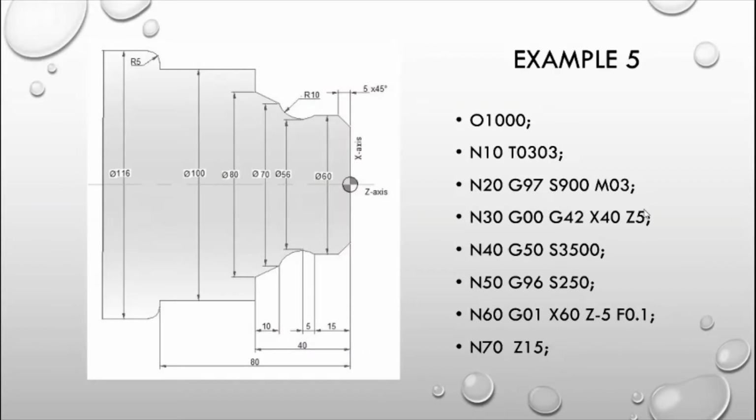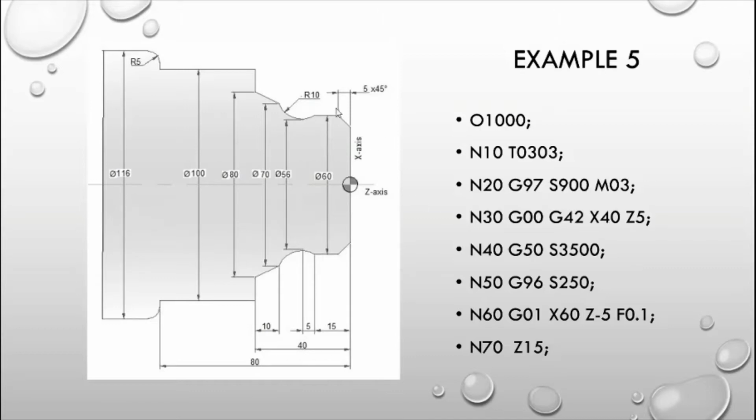Again, our last example is example 5. In this example there is a chamfer. The tool comes from this position to this position. The program name, block number, tool number, sequence number, constant surface speed cancellation, the value of this. M03 is the spindle on. G42 is the tool nose radius compensation.